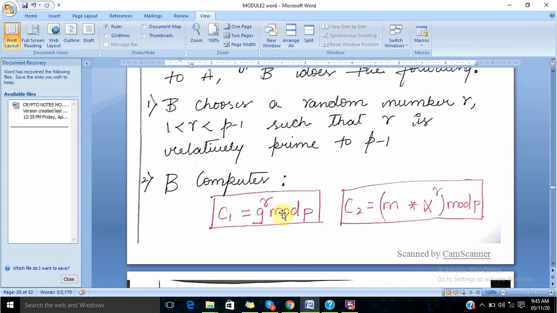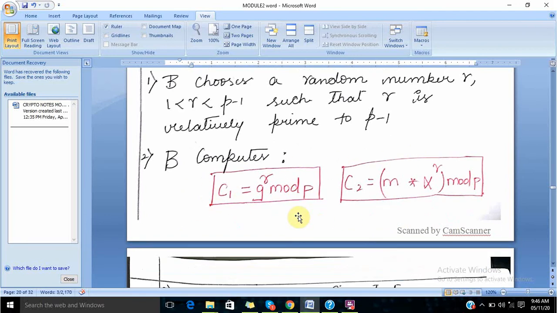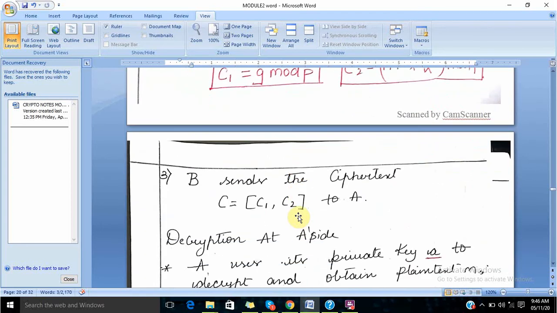So this is the formula. C1 is nothing but G to the power R mod P, and C2 is nothing but M into alpha to the power R mod P. M is nothing but the message, students. All other parameters we have discussed so far. Once he finds C1 and C2, obviously in the channel he will send C1 and C2, as simple as that, which the receiver, in this case A, has to decrypt. So B sends the ciphertext C equal to C1, C2 to A.